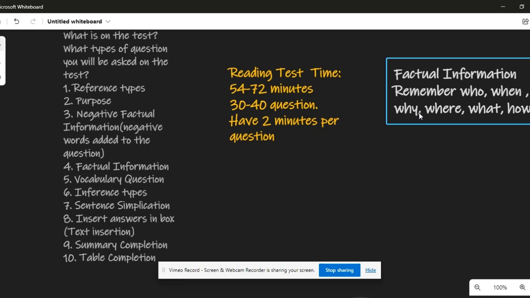Here is the suggestion. The questions that relate to factual information will start with the 6 W's. You have to remember, if the question starts with any of these 6 W's, that means it is actually asking for factual information.